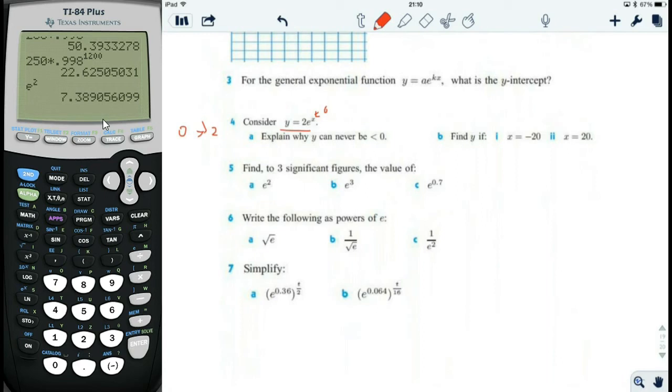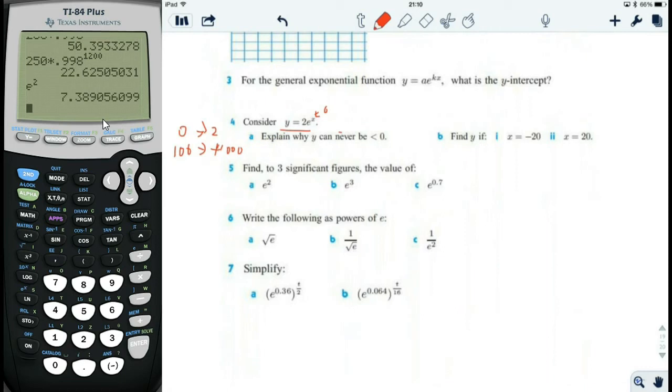What if I put a really big number? What if I put 100 in there? E to the 100, what would that be? It'd be a huge number. So 100 gives us a huge positive number. Well, what if I put a really negative number then?